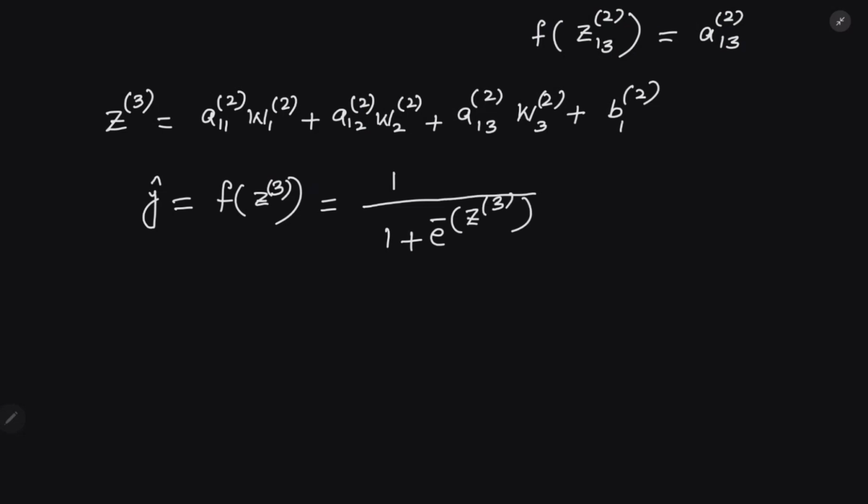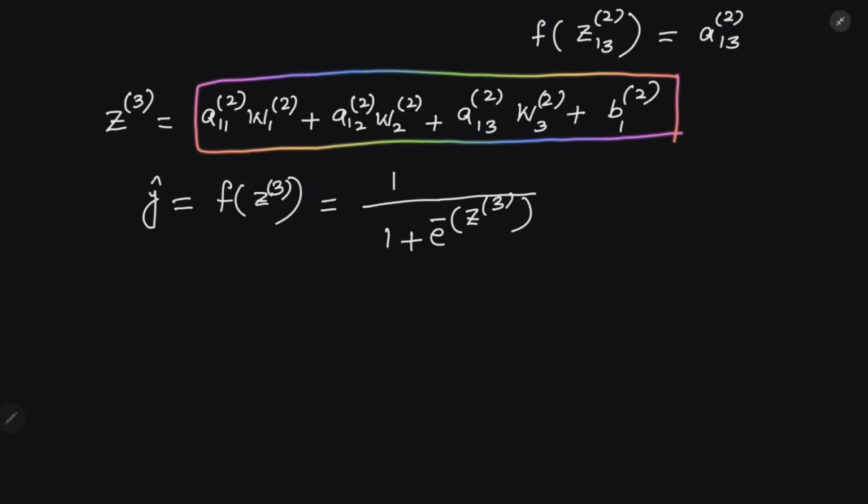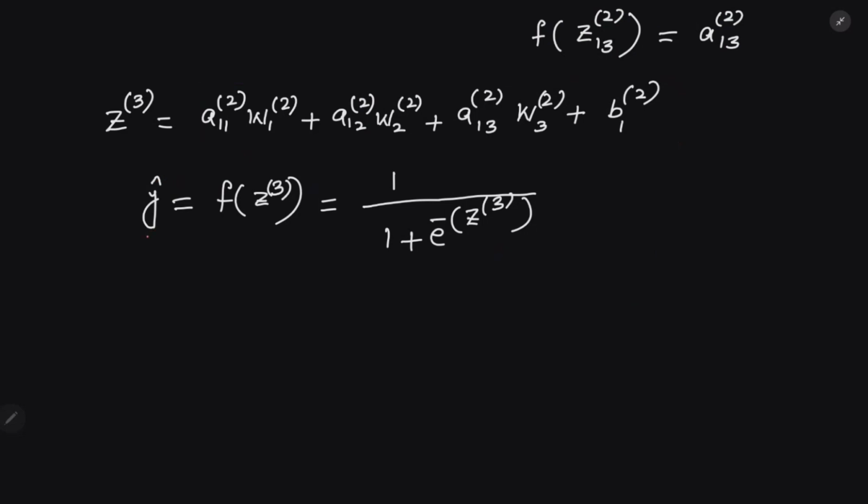So you put the number or vector, whatever the value is over here, and you get a different answer. This is the final answer of our neural network. This is the value that we get from machine learning, right?